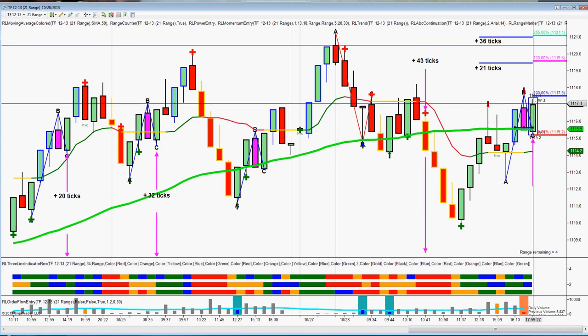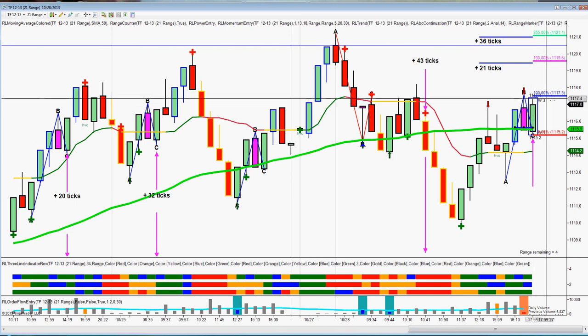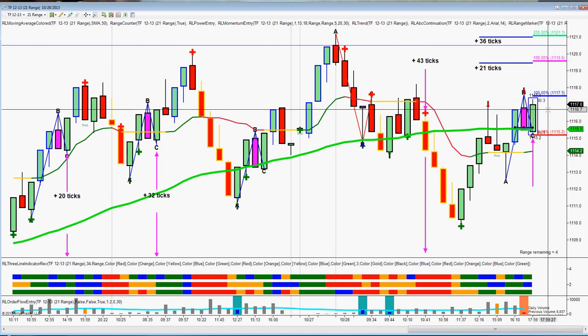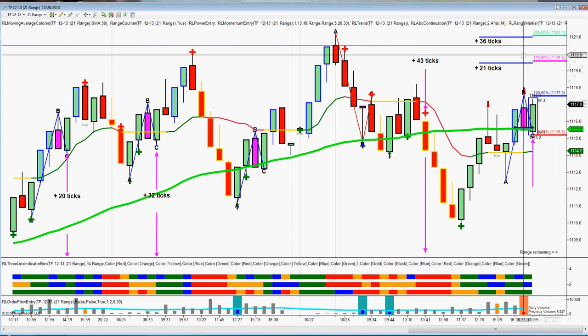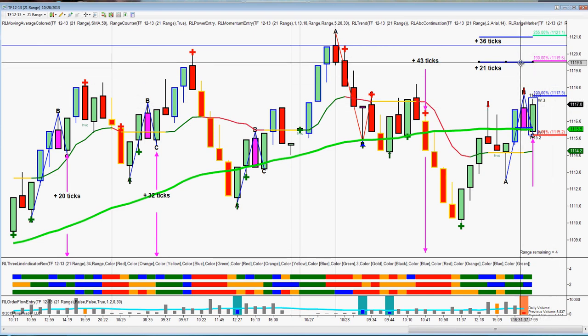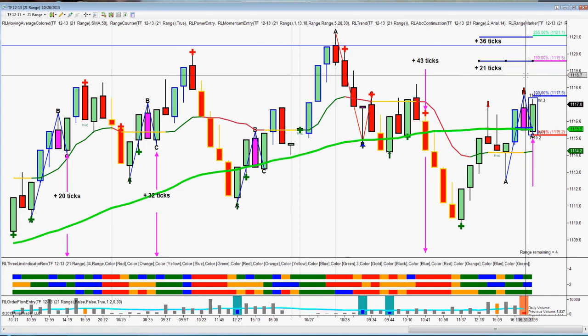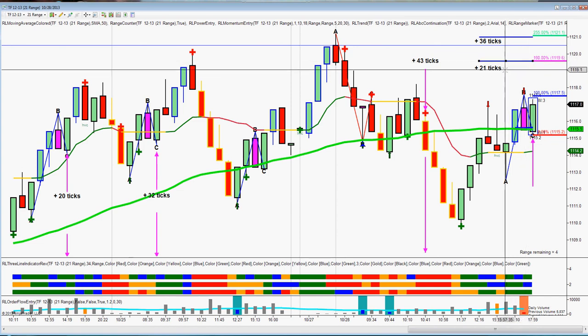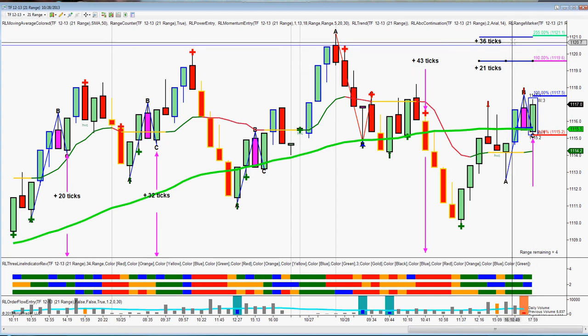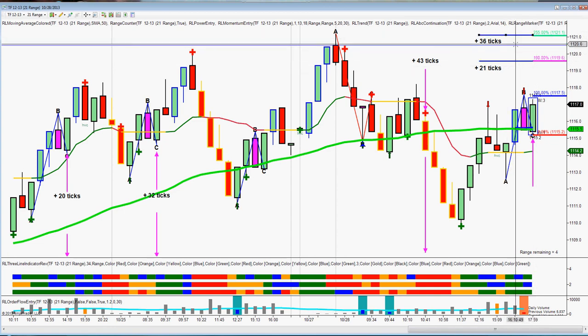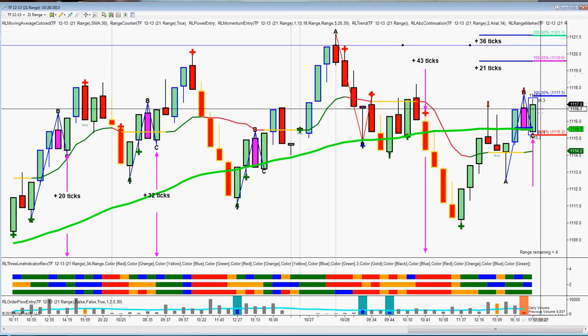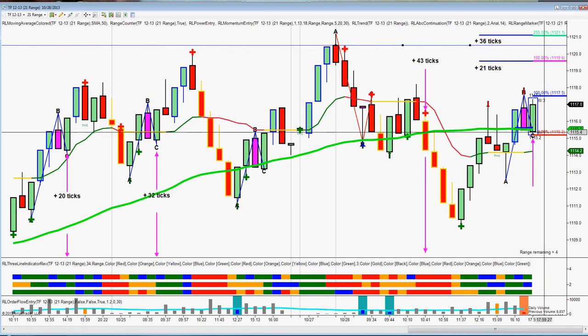If it triggers us into the trade, the close of the candle would be 1117.5, and we'd be in at 1117.6. First target would be 1119.6, which would be 21 ticks of profit. Second target would be 1121.1, which would be 36 ticks of profit. Again, this is all based on 22 ticks of risk.